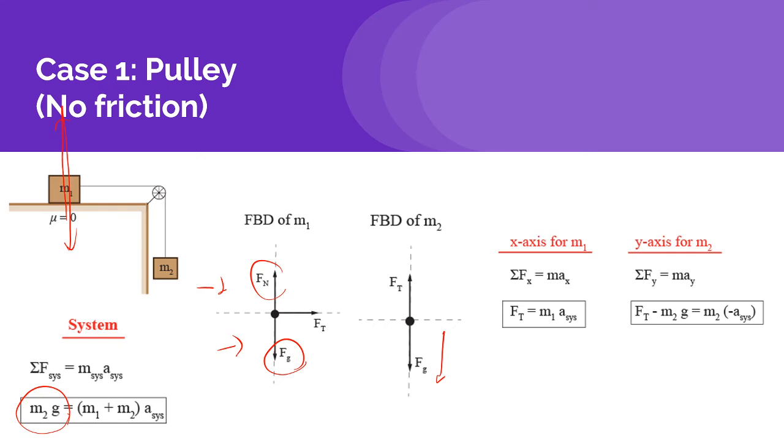And for the first object, we have motion in the x and y axes. So on the y-axis, there is no net force. So forces going up equal forces going down.